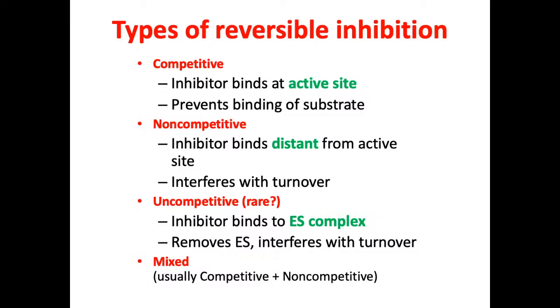Non-competitive inhibitors bind a little distance from the active site, not at the active site but at a different site, and they interfere with the turnover number, that is, the number of products produced from substrate, so it decreases. Uncompetitive, which is quite rare, binds to the enzyme-substrate complex. Once the enzyme and substrate are attached, the uncompetitive inhibitor attaches at that part. This removes the ES complex and interferes with the turnover number. And the fourth one, mixed, is competitive and non-competitive both.